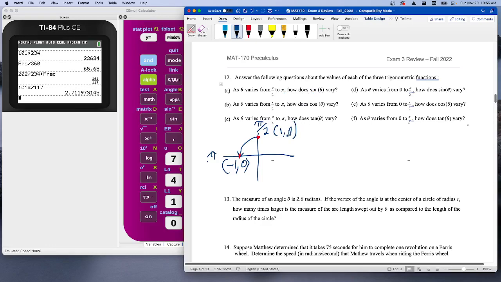Sine is going to go from, wait a minute, I got this backwards, didn't I? How did I do that? X is 0, y is 1. So (0, 1). So sine is going to go from 1 down to 0 because it's the y coordinate. Cosine, the second part here, is going to vary from 0 to -1.